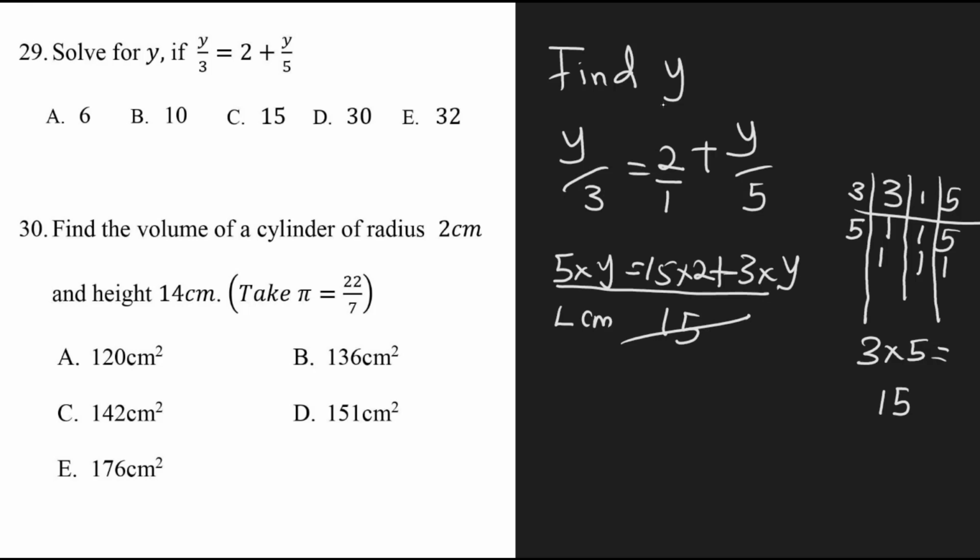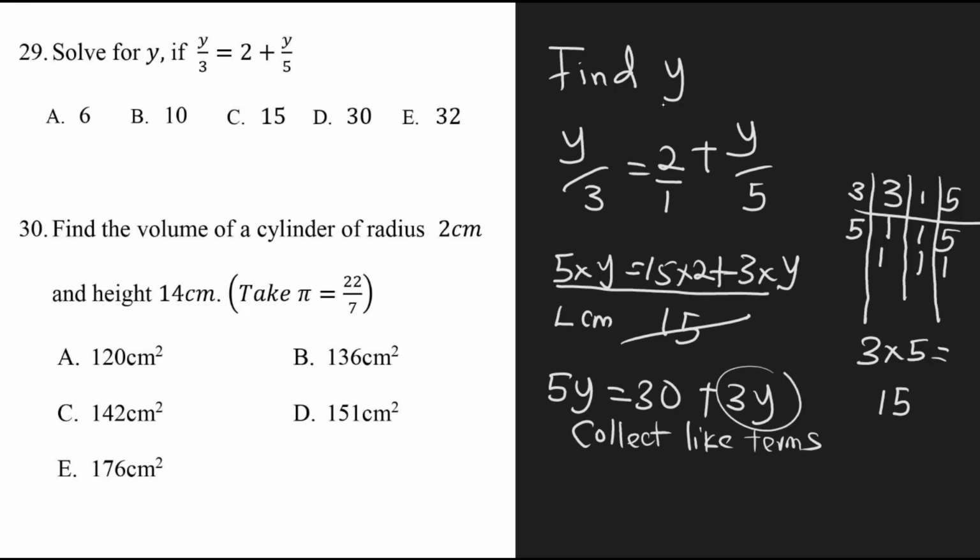Then 5 times y is 5y. So we have 5y is equal to 15 times 2 is 30, then plus 3 times y is 3y. So remember, we'll collect like terms since it's an algebraic equation. Those with y will move to one side and those without y, that's numbers, will move to another side. So in collecting like terms, this 3y will have to come to its brother here, 5y. So it will move here. And remember that it has a positive sign. This sign belongs to 3y, so it's going to change to negative.